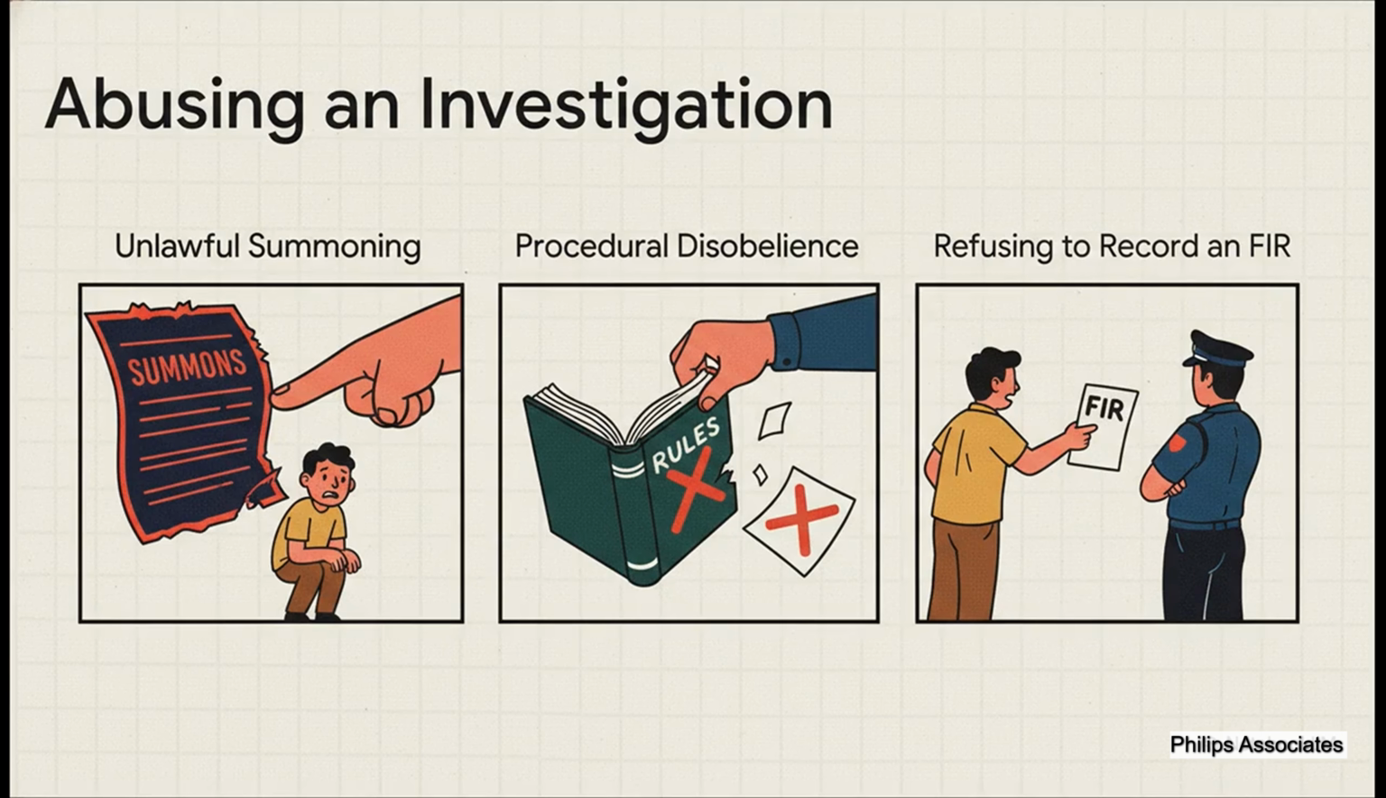And this is where things get really messy. To shut down a witness who knows about his first crime, he might illegally summon them to the station, which he's not allowed to do in certain situations. Or let's say that witness tries to file a formal complaint, an FIR, about what's going on. He just refuses to record it. Both of those are classic violations of Section 199.